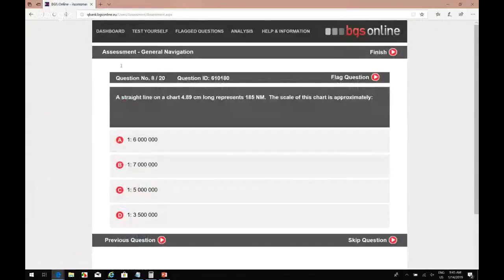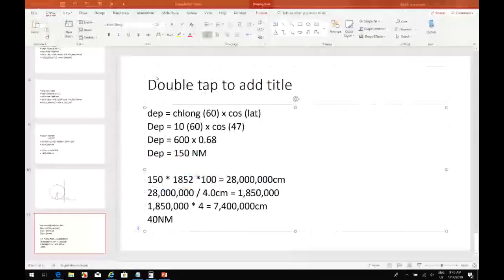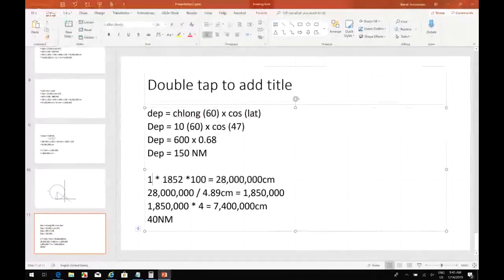A straight line on the chart, 4.89 centimeters long, represents 185 nautical miles. The scale is, so 4.89 centimeters up here, and we had 185. So 185 times 1852 times 100 is 34,262,000 centimeters.